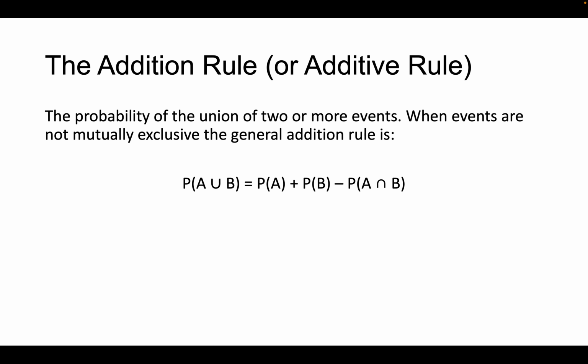The addition rule, also known as the additive rule, basically is the probability of the union of 2 or more events. When events are not mutually exclusive, the general addition rule is the probability of the union of A and B equals the probability that A happens plus the probability that B happens minus the intersection of A and B. And we know when the events are mutually exclusive, the intersection will be 0.